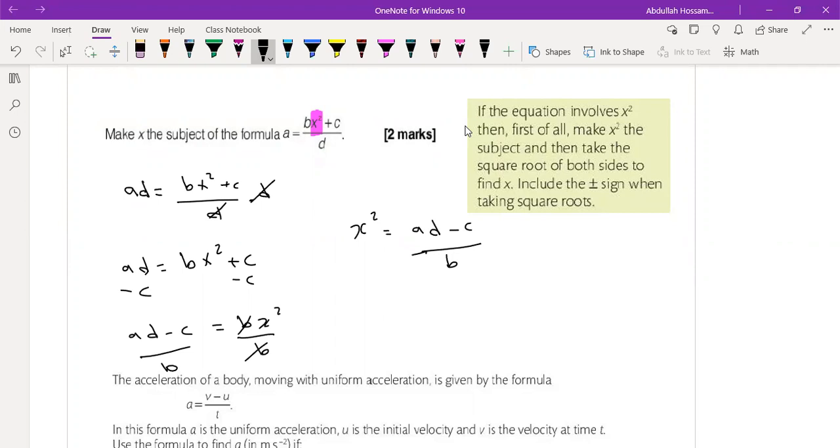Mr., after that, can we make a square root? Yes. For this, yes, we need to take square roots. Yes, okay. Take square roots.